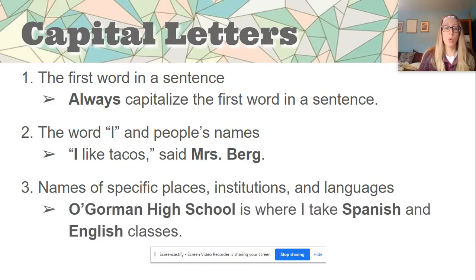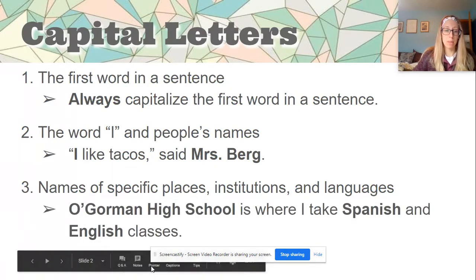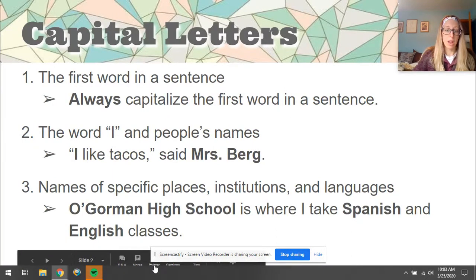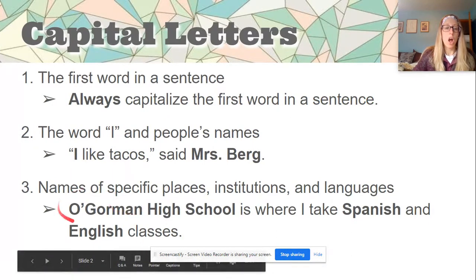Okay, so like O'Gorman High School, let me get my little pointer here. Okay, there we go. O'Gorman High School is a specific place, so we would capitalize that whole thing. It's also technically an institution, and then Spanish is a language, so we would want to capitalize that, and English is actually a language as well. So anytime you refer to your English class, you should capitalize English.